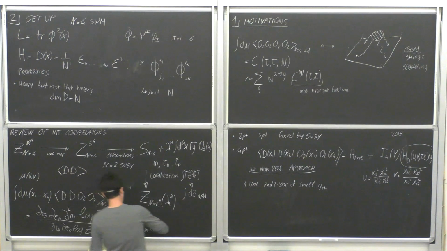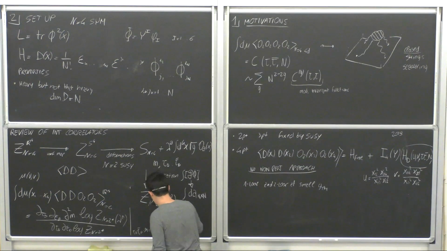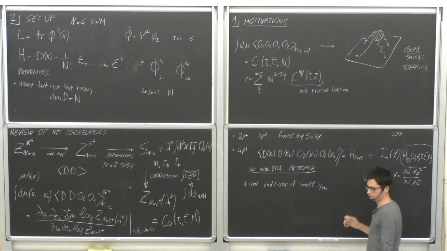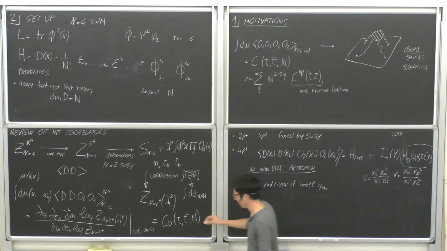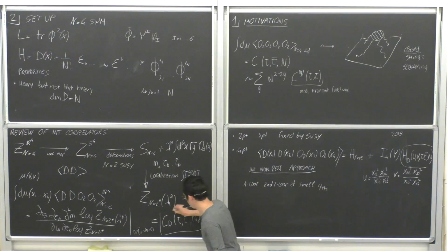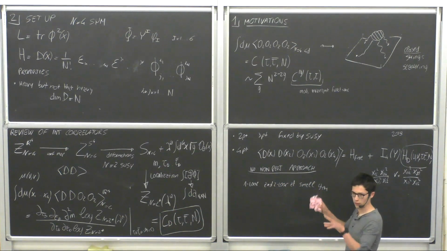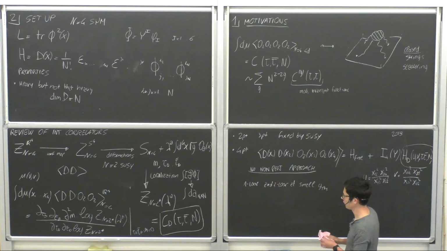And in the end, we call this object this function C_D of tau, tau-bar, and N, because now we have integrated the dependence over U and V. And now this is the integrated correlator that people always refer to. Are there any questions about this review, this picture?